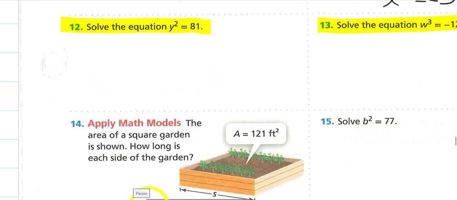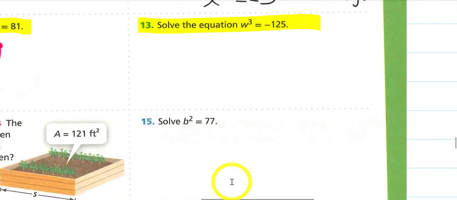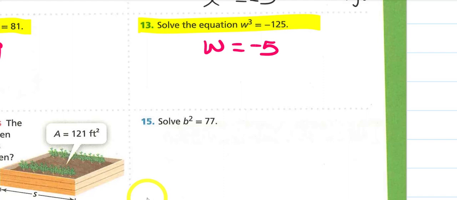Pause the video. All right, so the solutions we should have for number 12 is y equals both positive and negative 9. The square root of 81 is both positive and negative 9. Number 13, pause the video and come back and check your answer. All right, and our answer here, we should have w equals negative 5. We know that when we have a cubed root, we just have one answer.